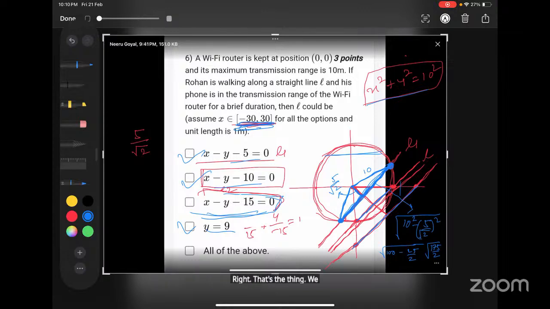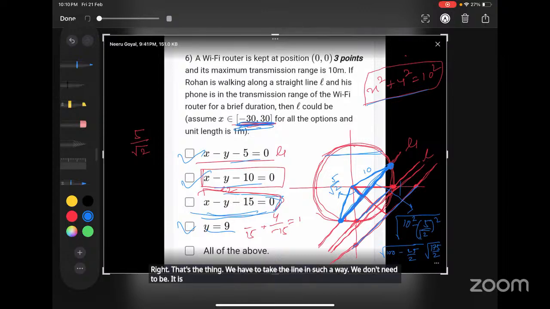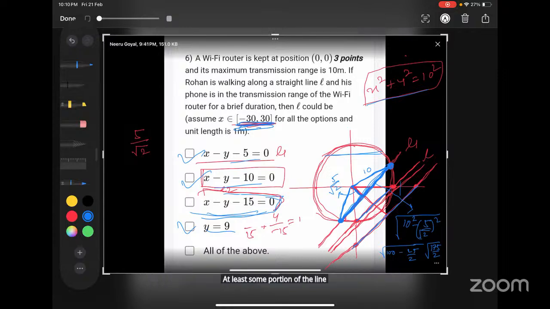We have to take the line in such a way... it is not that complicated. We don't need to calculate the length and all, because we need to choose all the lines which are intersecting the circle, where at least some portion of the line is inside the range. We have to choose those lines.